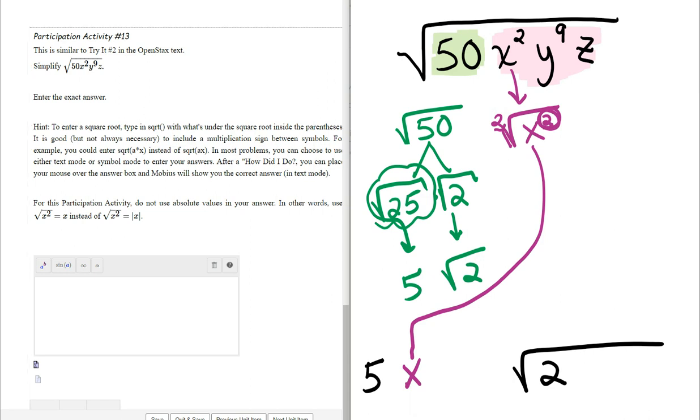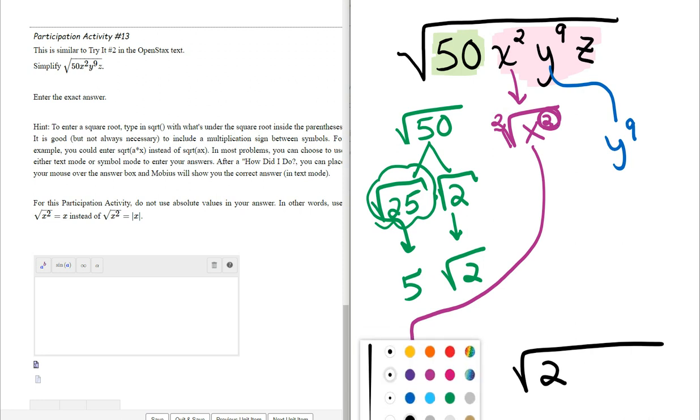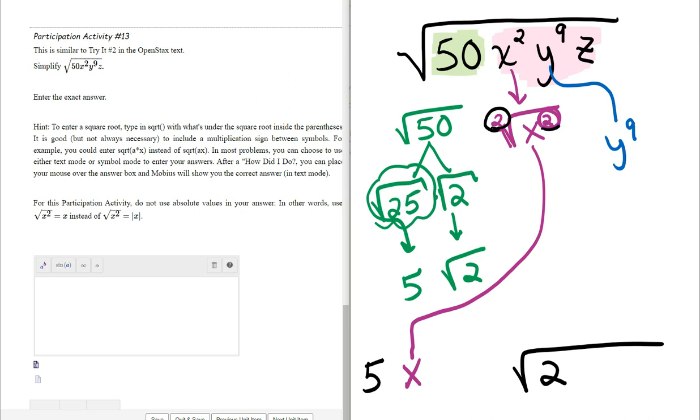Then I've got the y to the ninth. Now, when it comes to exponents, back here on the x, the square root cancels out the square, but you can also think of it as this 2 divides into that 2 one time. So the square root of x squared is really an x to the first.